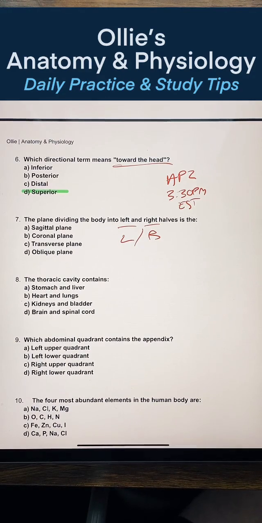What's the difference between ANP1 and ANP2? Really, it's just split up between all the systems. ANP1 is a lot more memorization, in my opinion, and ANP2 is a lot more understanding and process-based, so physiology. But there also is memorization in both and physiology in both. Number 7, the answer is A.